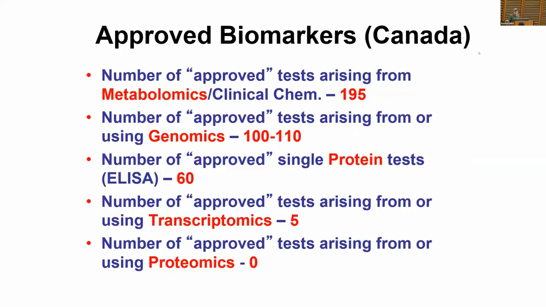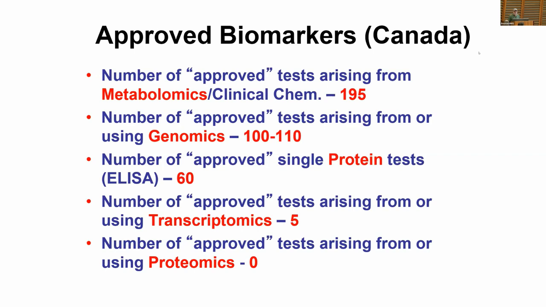Now, I'm from Canada, and so I could get data about Canadian biomarkers that are approved. In terms of clinical chemistry, approved markers in Canada, there's just under 200. We can call those metabolomic markers. In terms of the number of approved genetic tests, even though there's like 26,000, most of them are in California, there's about 110 that are standardly performed in Canada and the rest of the world.